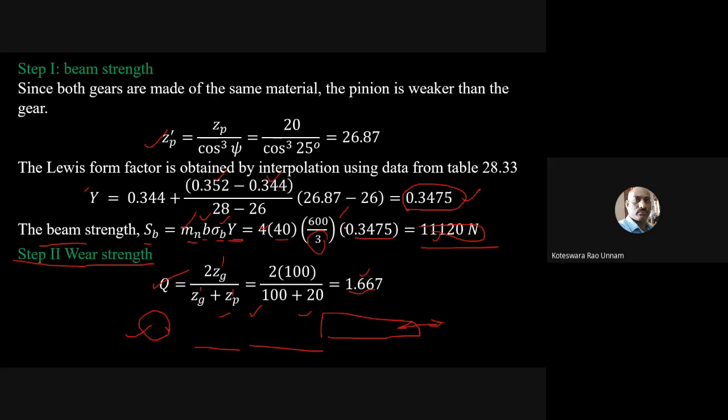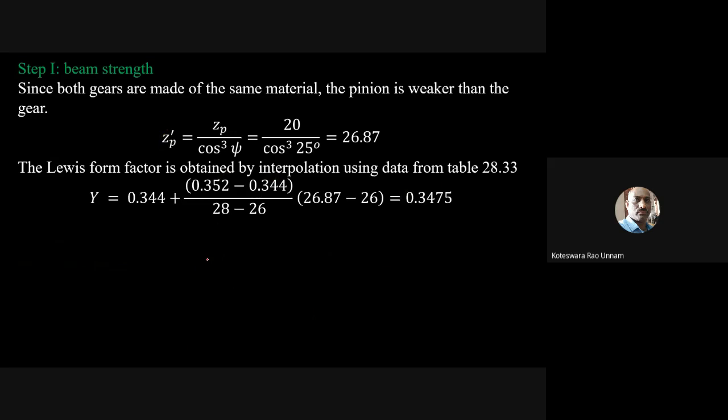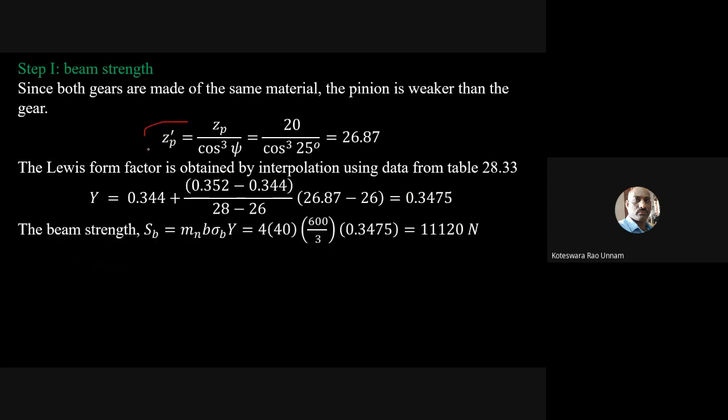The only thing is, you use the same formulas as in the case of spur gear, but you need to take the equivalent parameters of your virtual spur gear. So the first step is we calculate the virtual number of teeth, that is the number of teeth on that virtual spur gear, which is given by ZT by cos cube psi. Based on this virtual number of teeth only, you need to calculate your Lewis form factor.